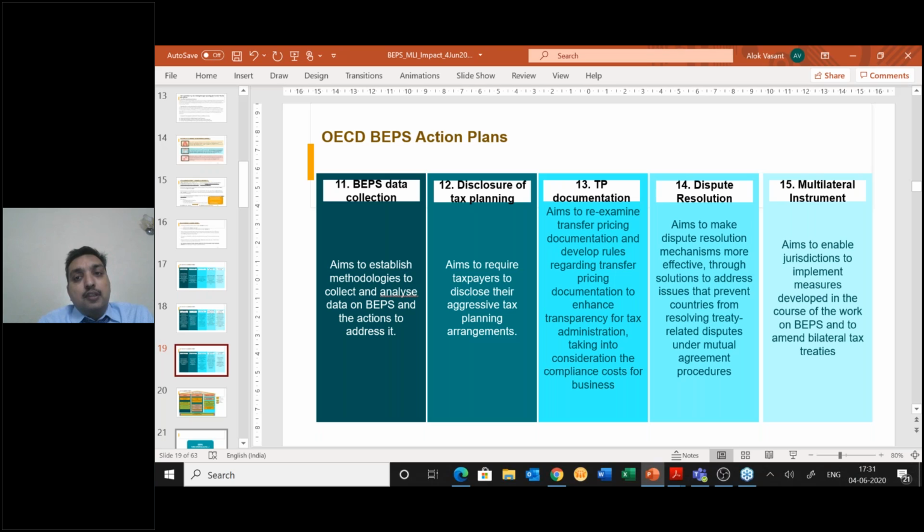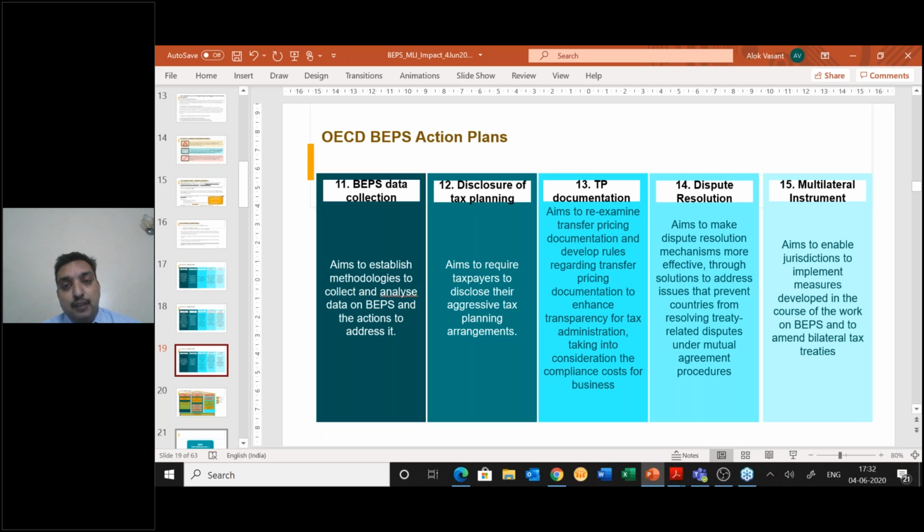Action Plan 14 is about dispute resolution. So if you have all these things in place, there are bound to be disputes, and so it was felt that there should be a robust mechanism to resolve disputes. So today you have competent authorities who resolve disputes through a mutual agreement procedure, but those disputes could take years, and so this plan actually tries to lay down a mechanism wherein those disputes are resolved in a time-bound manner.